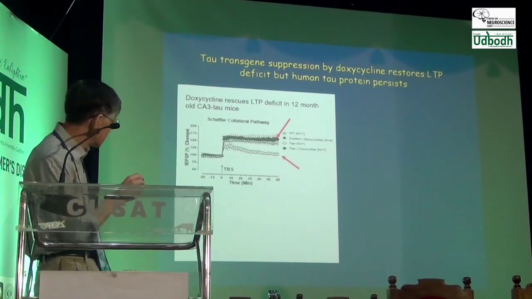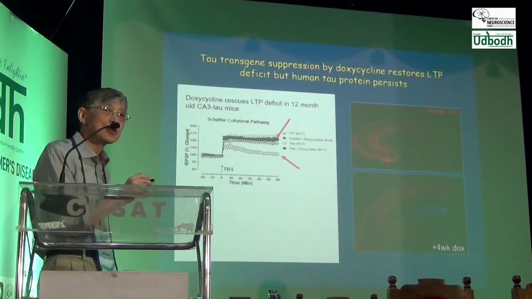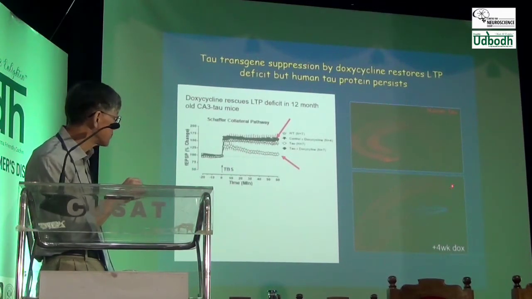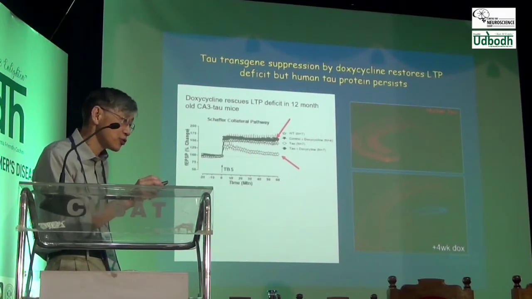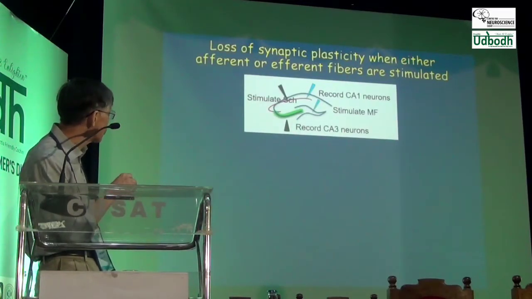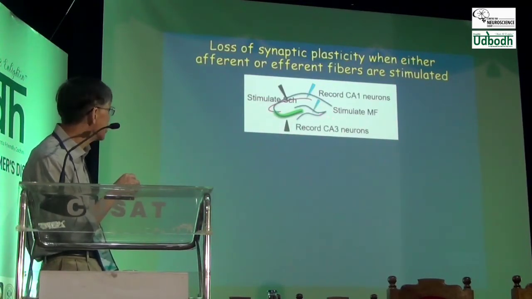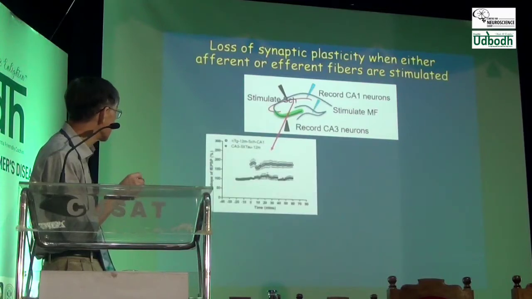And so here, just showing that here is a transgenic animal after 4 weeks of doxycycline. You can see that most of the red staining goes away, but there's still some left in the axonal fibers. So the half-life of tau is much longer than that of APP. Okay, same thing you can now record, just as I showed you earlier. You stimulate the afferent fibers versus the efferent, which is the outgoing, and you see something quite different.